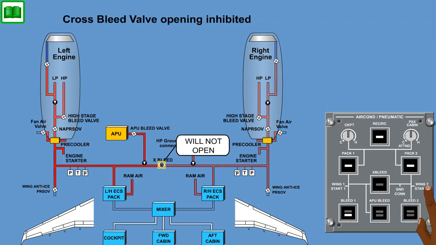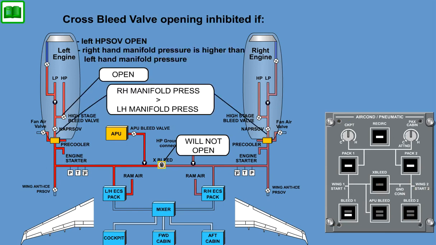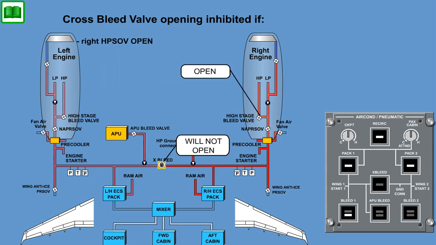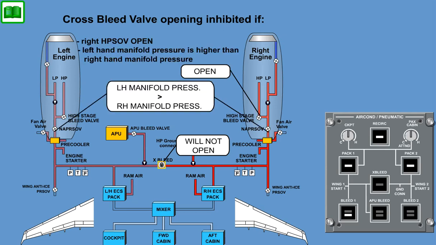Crossbleed valve opening is inhibited if left HPSOV open and right-hand manifold pressure is higher than left-hand manifold pressure, or right HPSOV open and left-hand manifold pressure is higher than right-hand manifold pressure.